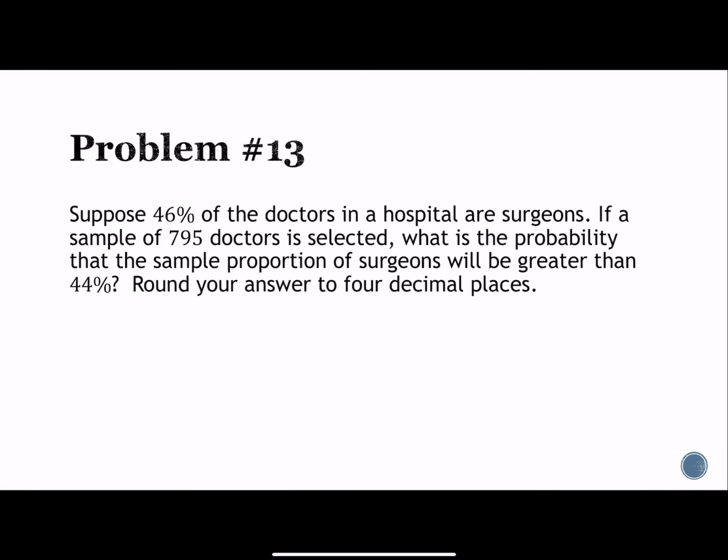Suppose 46% of the doctors in a hospital are surgeons. If a sample of 795 doctors is selected, what's the probability that the sample proportion will be greater than 44%? This is Chapter 7, probability of a sample proportion. We've got a sample size there, and they're asking us about it being greater than, which just means area to the right.